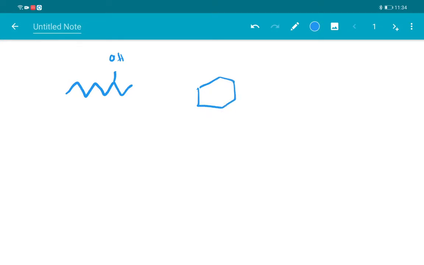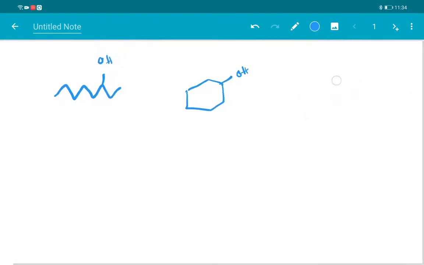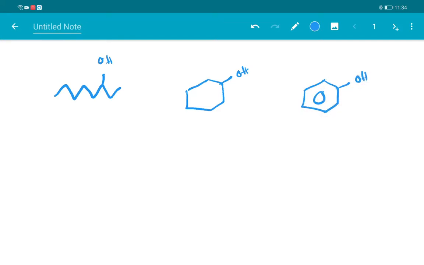For instance, we have cyclohexane which is attached to the OH, and then we have an aromatic compound, which is similar to the cyclic, but the base structure is benzene. So benzene is a cyclohexane with a circle inside, which is attached to the OH.